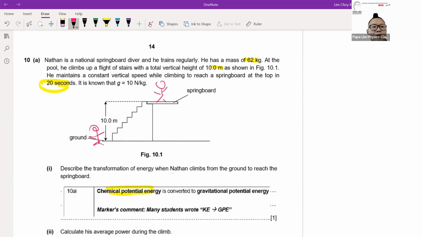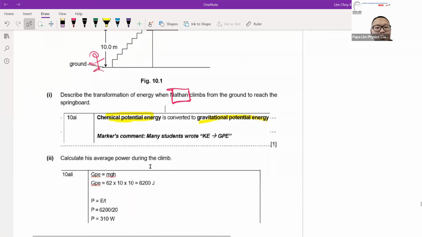Okay, so up to the springboard, it will definitely be chemical potential energy. How do I know it is chemical potential? Because the question says Nathan, so it's about Nathan from the beginning, from his body, from his stomach. What is the energy coming from? That's where the chemical potential energy comes from. After that, all the way up to the top, it is gravitational potential energy.